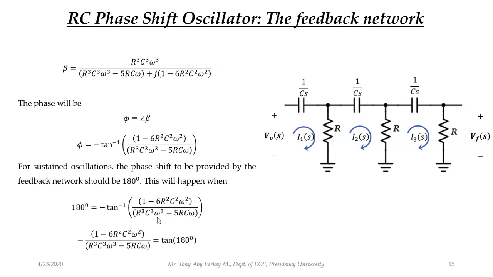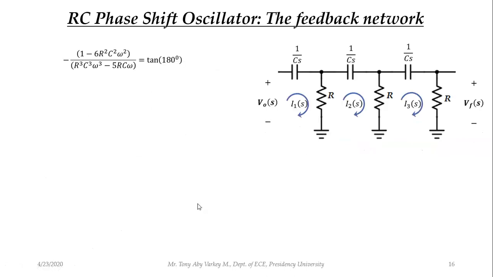I'm taking tan on both sides, so tan 180 is equal to tan of tan inverse, which will be 1 minus 6 and so on. Now what is tan 180? Tan 180 is 0. So (1 minus 6 R square C square omega square) by (R cube C cube omega cube minus 5 RC omega) should be equal to 0. It means that 1 minus 6 R square C square omega square should be equal to 0, so omega square should be equal to 1 by 6 R square C square.